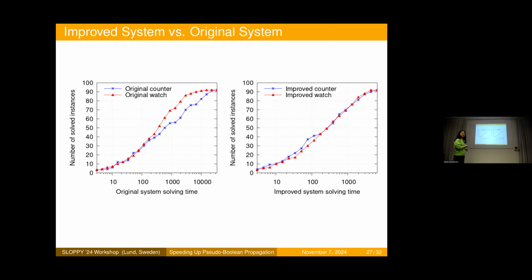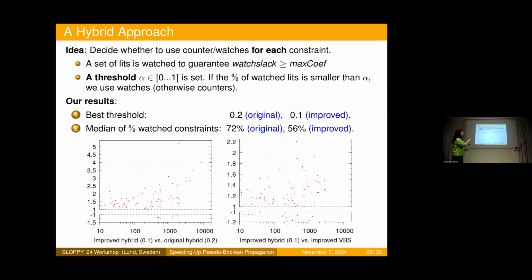So now we can decide to use counter or watched propagation for every constraint when we are going to add these constraints into the database.